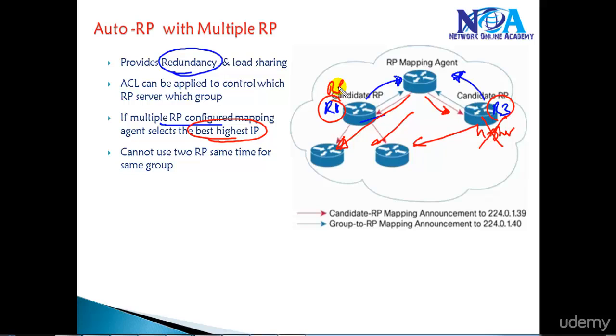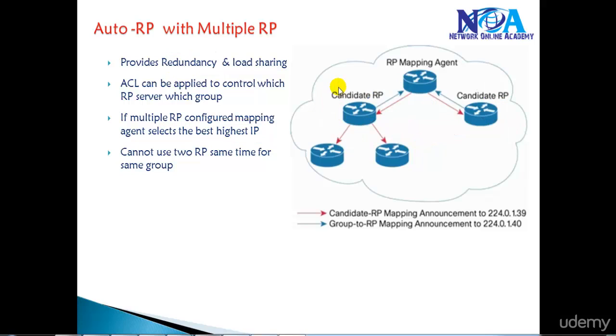Now at a time we are using only one RP. If you configure multiple RPs, only one RP is going to work. So we cannot use two different routers as the RP for the same group. But we can do some load sharing in some scenarios. When it comes to load sharing, let's say I have two different groups that we are using for multicast traffic, and we can configure for load sharing.